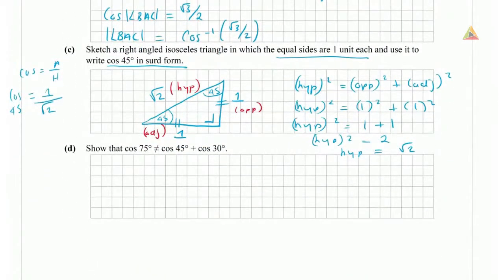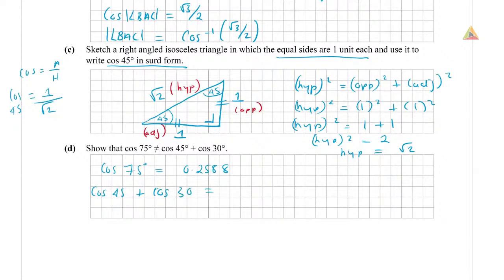Okay, next part is show that the cos of 75 degrees is not equal to the cos of 45 plus the cos of 30. So all we have to do here is get what the cos of 75 degrees is. If you literally type cos 75 into the calculator, you will get 0.2588. And then we're going to get the cos of 45 plus the cos of 30. So again, type that into the calculator.